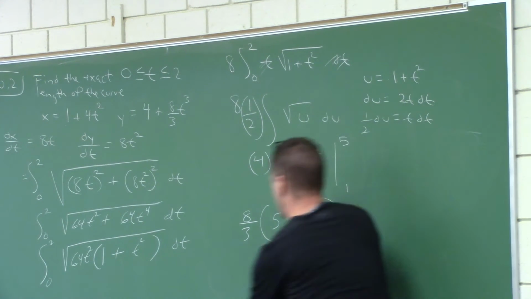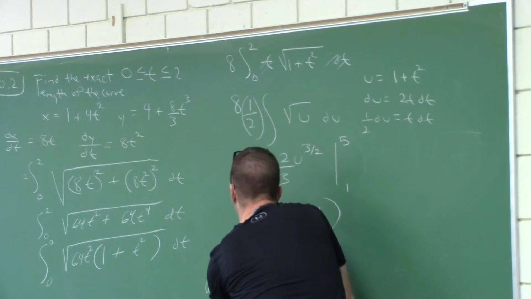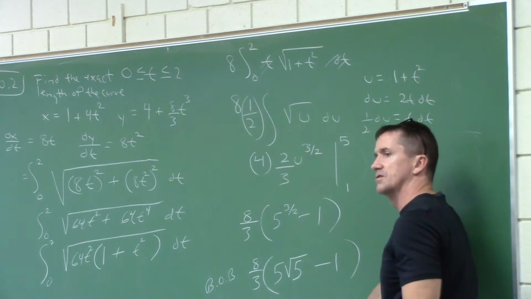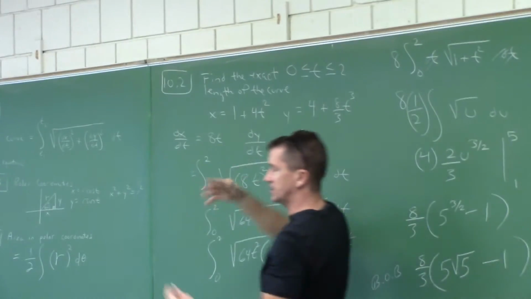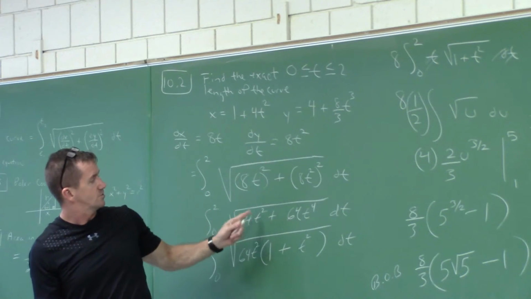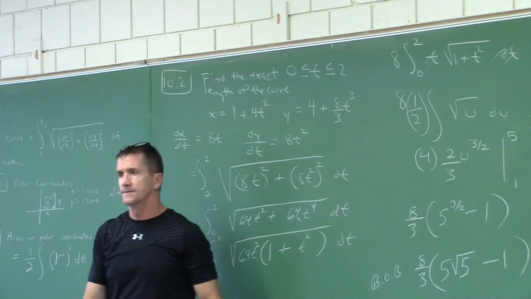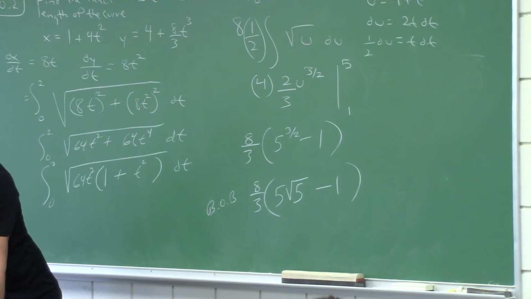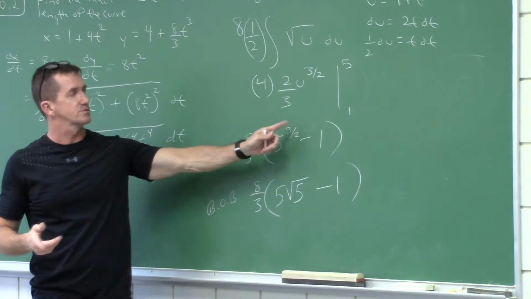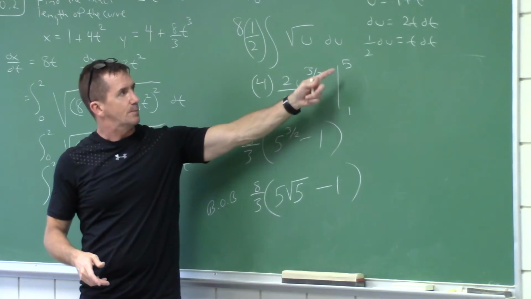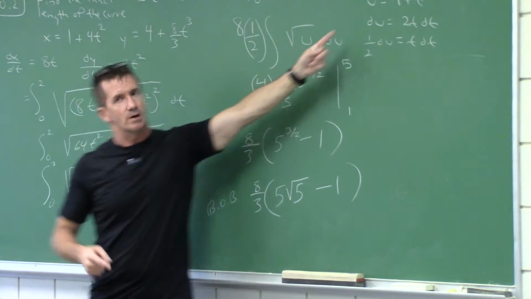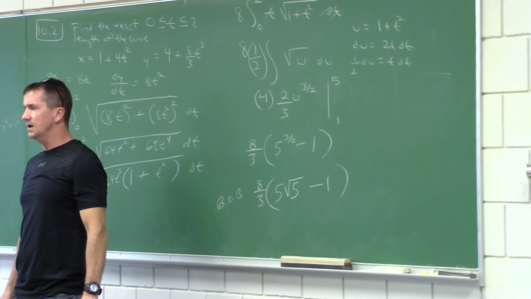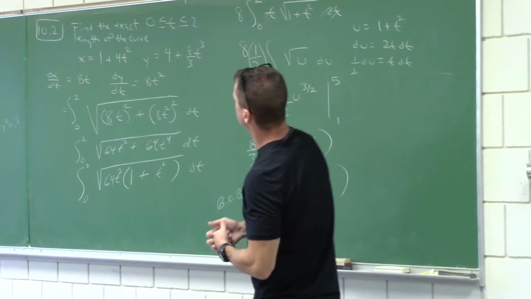Unless you want to write it like Bob. How does Bob write it? Back of the book would write 5 square root of 5 minus 1, the exact length of the curve. Isn't that cool? We just found the exact length of this parametric curve from 0 to 2. All we had to do was use this formula right here. Any questions on that? I did change the limits though, so if you're a person who doesn't like to change limits, just keep your original 0 to 2 and resubstitute u to be the what? 1 plus t squared, you get the same answer.